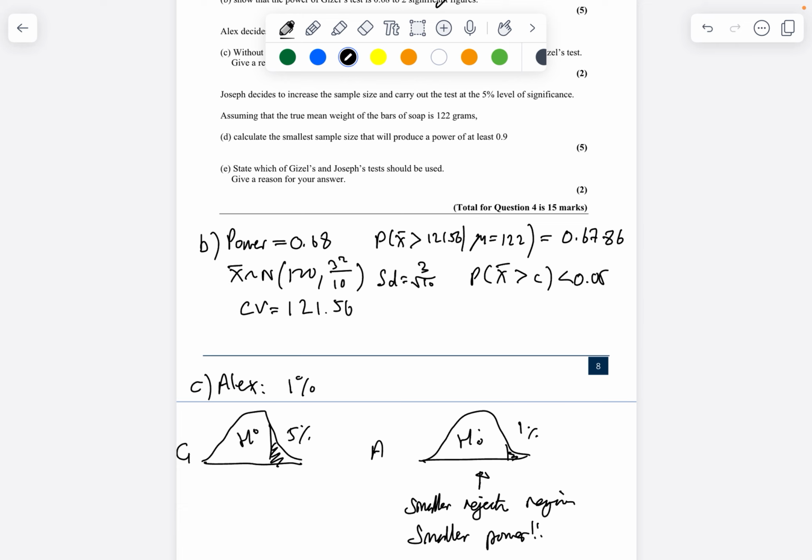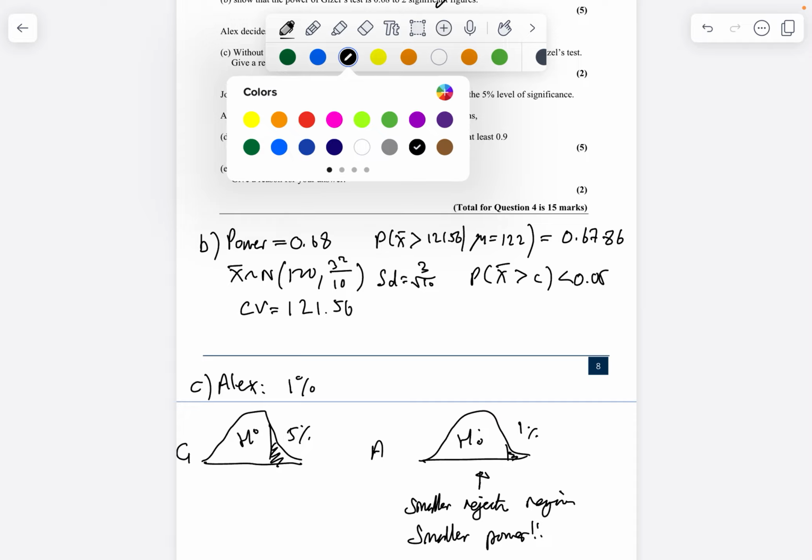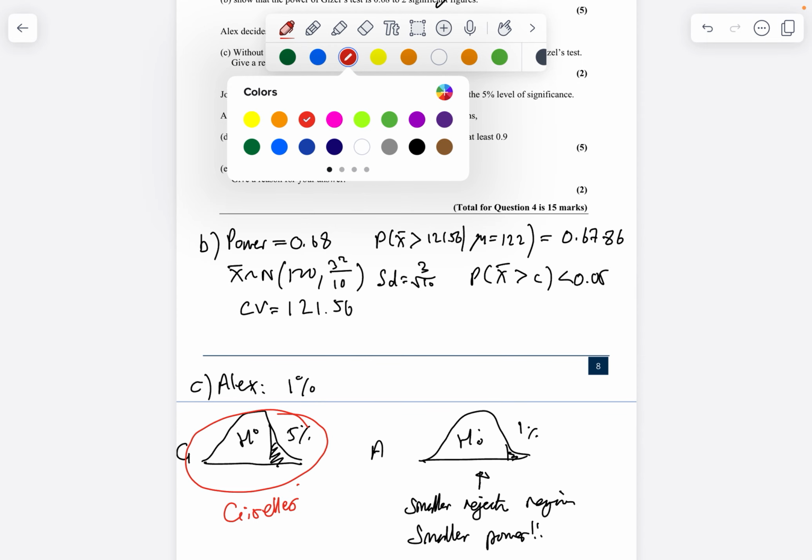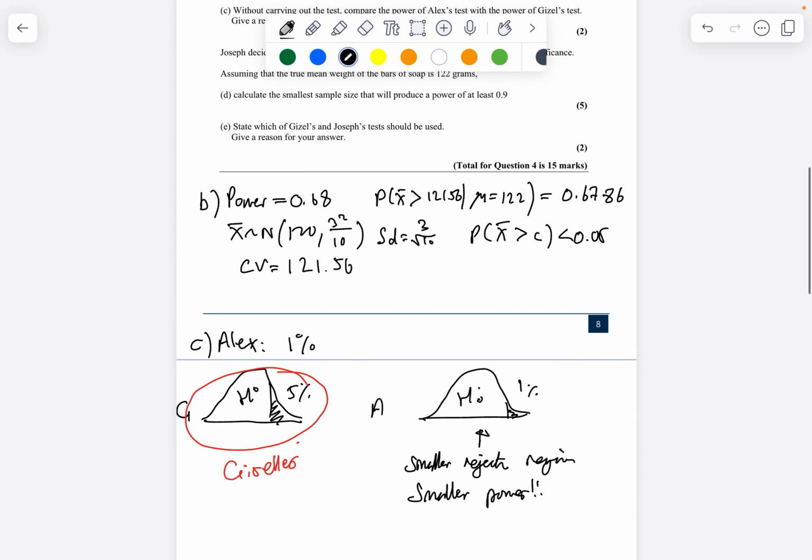and if there's a smaller rejection region, that means it has a smaller power. Okay, and therefore, if Giselle's test has a bigger rejection region, it has a greater power, and we would pick Giselle's test. Okay, right, that's C.